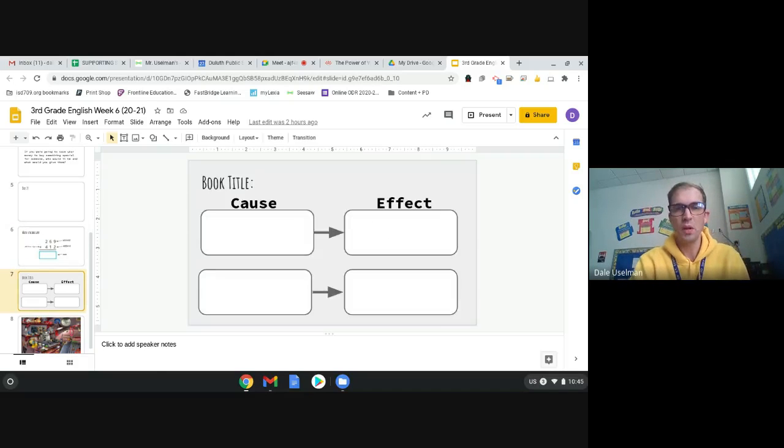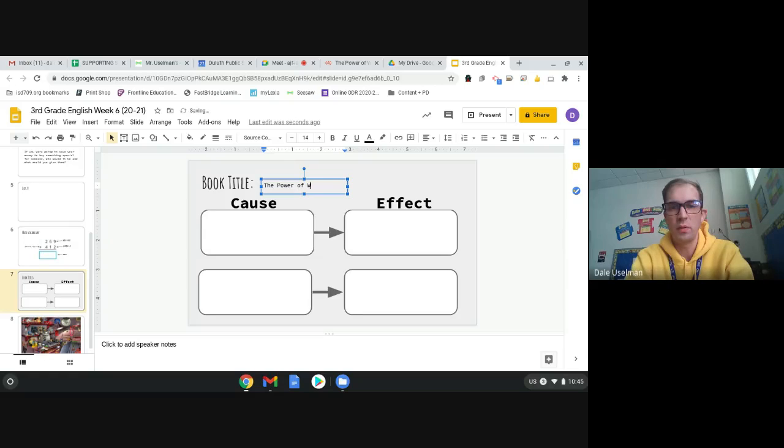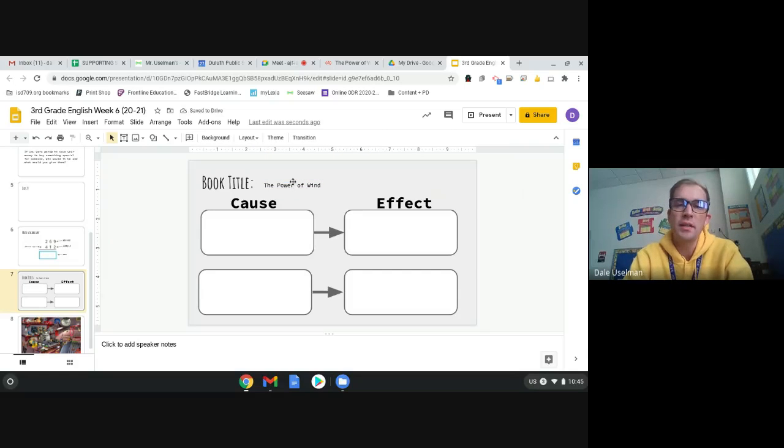Awesome. Okay, so today while we're reading, we are going to look at cause and effect relationships. We are going to be reading the book, The Power of Wind, okay? A cause and effect relationship is when one thing occurs and it makes something else happen. So here's an example. When I woke up this morning, I saw that it was cold outside. So the cause was seeing that it's cold outside. The effect was me putting on my coat. It's because this happened that this happened.